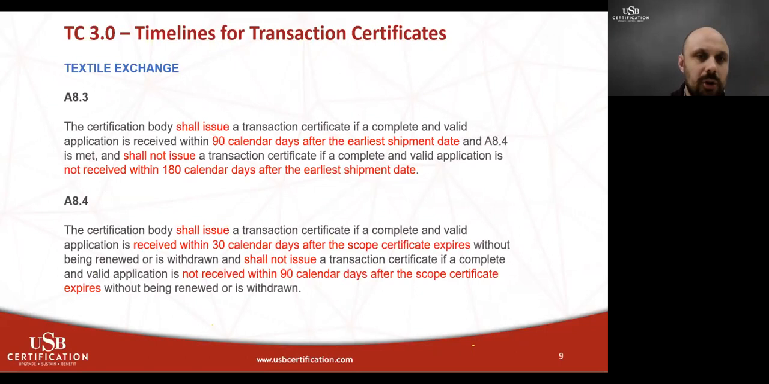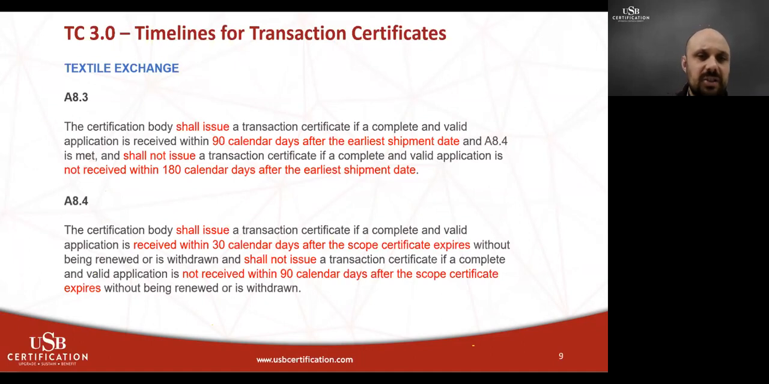This has changed. So 90 calendar days, we have to issue them up to 90 calendar days. Up to 180 days, we can still issue them according to the outcome of our risk analysis. If the earliest shipment is older than 6 months at the date of the TC application, then we cannot accept those TCs. We are actually not allowed to issue any TCs for anything older than 180 days.